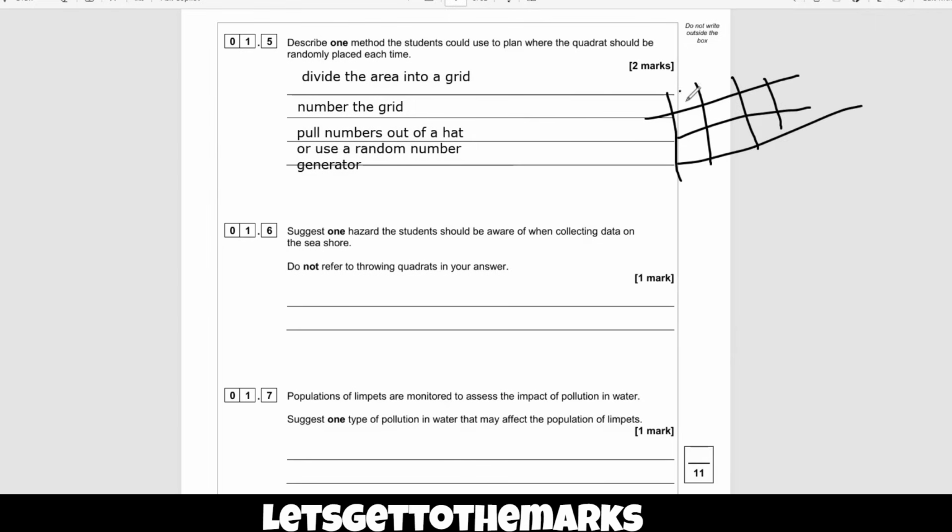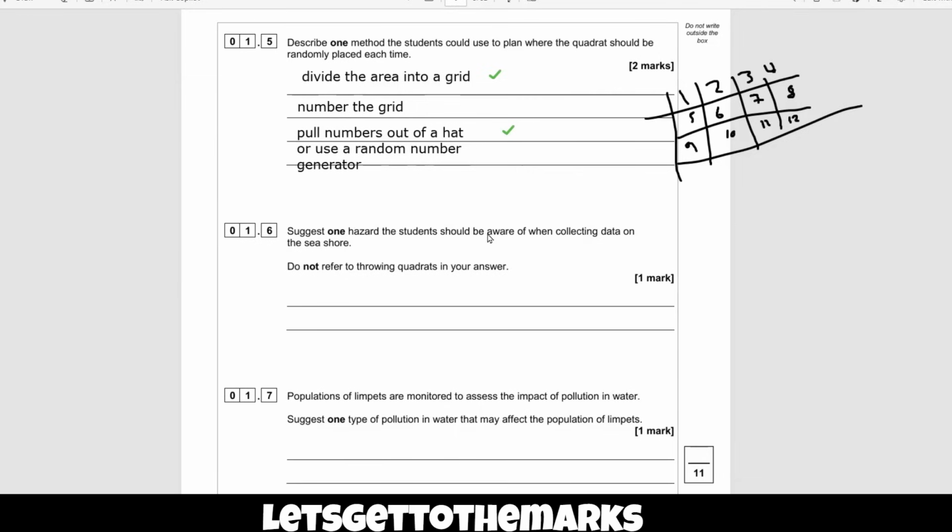kind of looks like a quadrat itself, and then you number the field, your map of the field like this. Then you can fold up some bits of paper with numbers on, put them in a pocket or a hat, jumble them around, stick your hand in and pick one out, open it up, and go place the quadrat. Or you can just use your calculator to generate a random number. Any of those would be good methods. So personally, I divide the area into a grid, number the grid, and then pull numbers out of the hat, or finish off by saying random number generator.